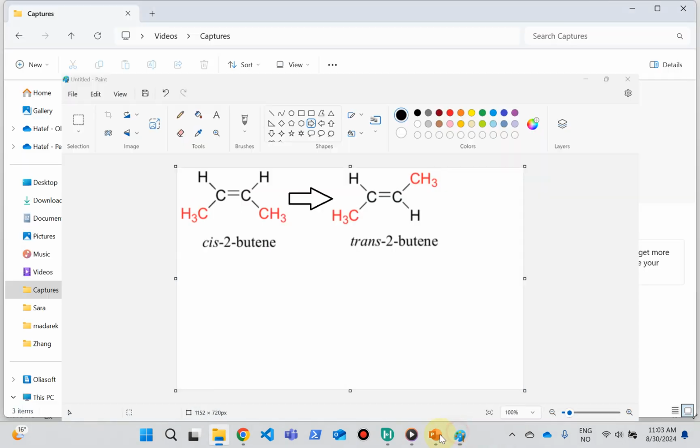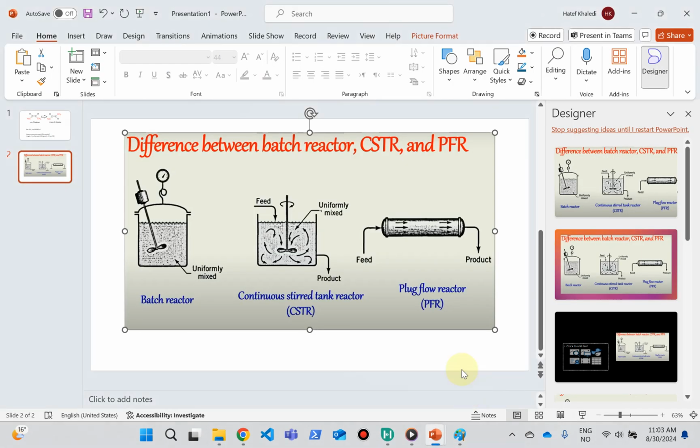In this tutorial we are going to discuss a little bit about the plug flow reactor, and we would like to run a simulation for a plug flow reactor, a very simple case, and we would like to discuss also the difference between different types of reactors.